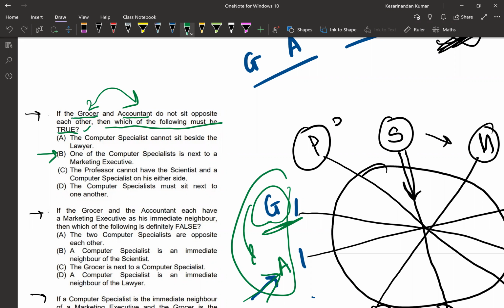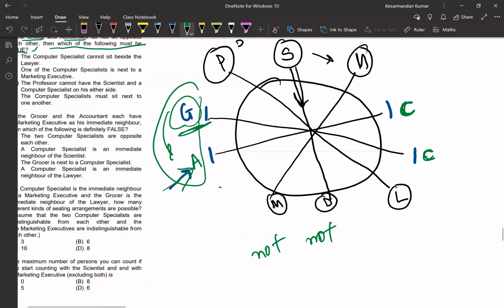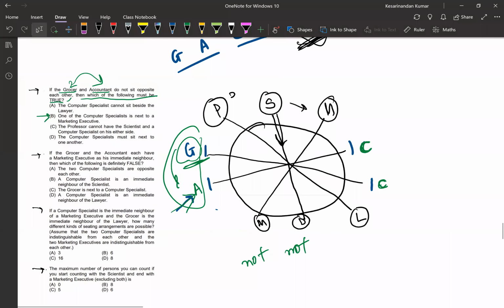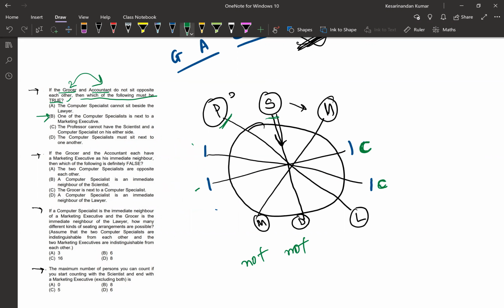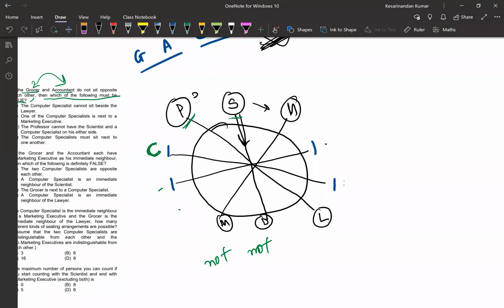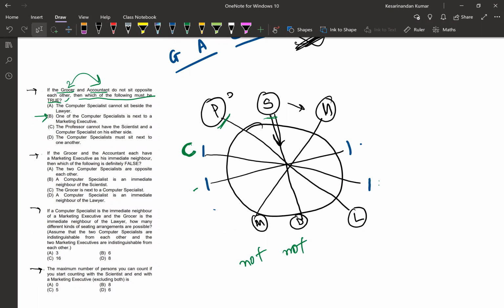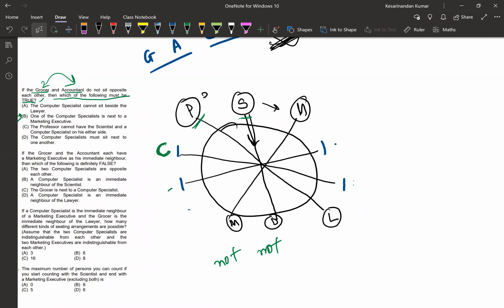Let's see the third one. The professor cannot have the scientist and a computer specialist on his either side. So where's the professor? Professor cannot have the scientist, that is already done, we cannot move that, and a computer specialist. So if we have a computer here, these parts are vacant. According to the question, the professor cannot have this combination. If computer is here, I want the grocer and this to be on the opposite side. Let's fill this as grocer. So now I can place A anywhere, either here or here, and the same goes for C. Using this criteria, am I satisfying all the conditions?